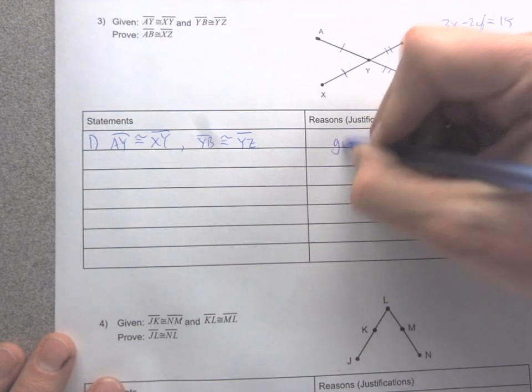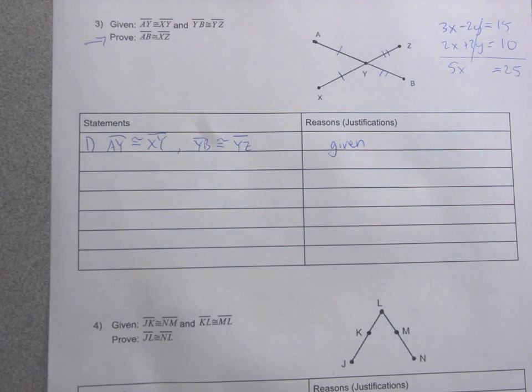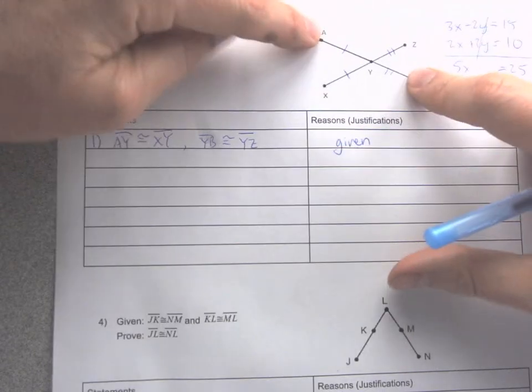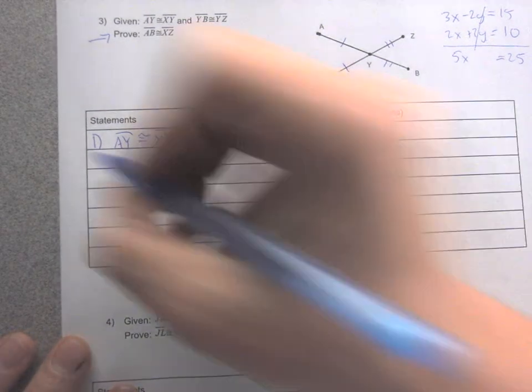Now I don't have to really justify that with a definition or property or postulate, because that's the starting statement. Now this is kind of like my thesis. I'm setting out to prove that AB, this whole thing, is equal to XZ, this whole thing. That's like my claim. We can't just say it, we've got to support it. We're going to make an argument here. We've got to support this claim with specific details.